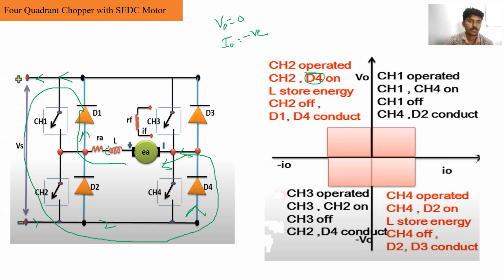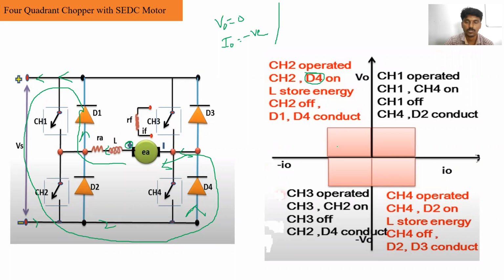This is possible only when the back EMF or armature EMF is greater than the supply voltage. Otherwise, it is not possible. Clear? So in this case, the current is still negative and the output voltage is positive, because the battery polarities are the same.